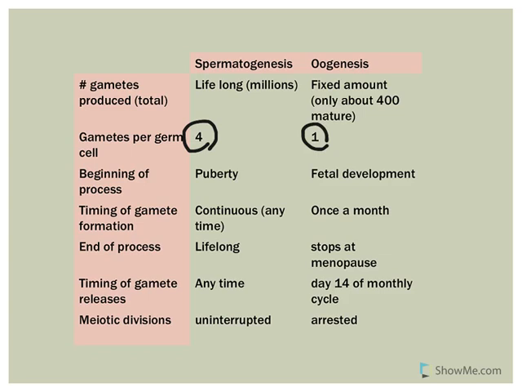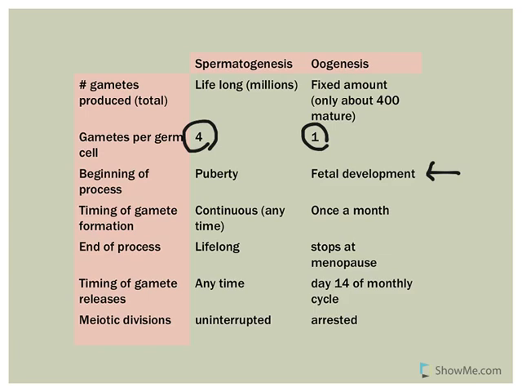Now the process in the males I had mentioned in a previous recording begins at puberty, but in the female, this begins during fetal development. Males, timing, continuous, all the time. Females, it's once a month. We're going to go through a cycle, that ovarian cycle. In the females, when we hit menopause, when our ovaries fail, we can no longer produce any more functional gametes. Males is pretty much lifelong.